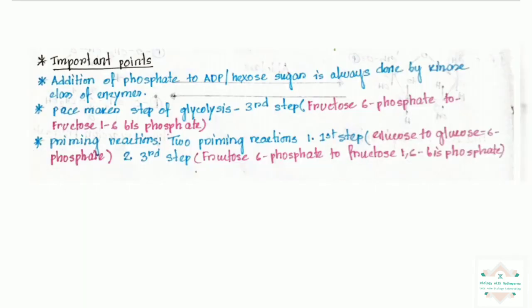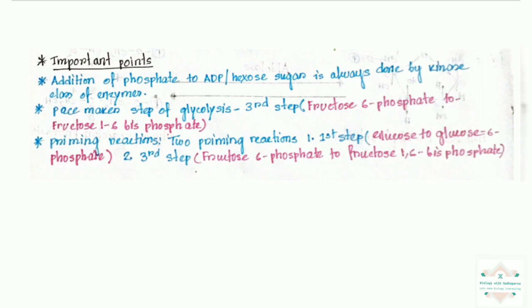Now we will talk about some important points which we need to remember, which will help us in our national exams like GATE and NET, and very common questions come from these facts. So first, addition of phosphate from ATP to a hexose sugar is always done by the kinase enzyme family. As you can see in the first step, hexokinase has taken phosphate from the ATP and given it to the glucose, so it generated glucose 6-phosphate.